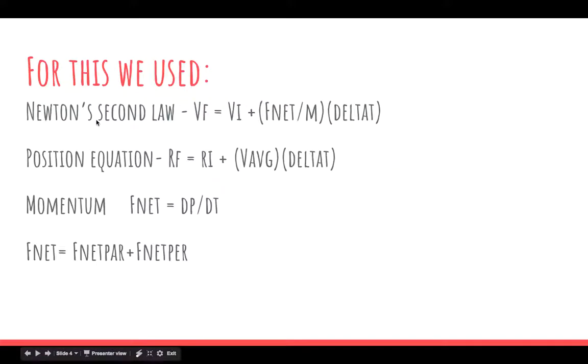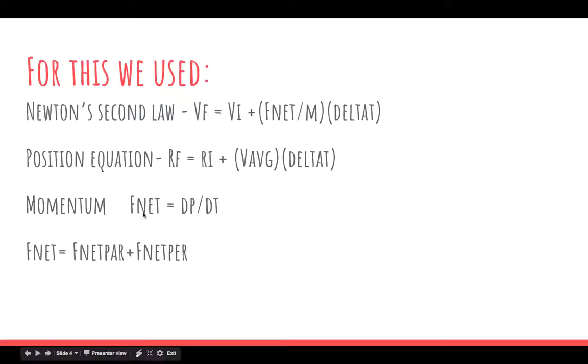For this lab, we used Newton's second law, that is, the final velocity equals the initial velocity plus the net force divided by the mass and multiplied by the change in time. The position equation is the final position equals the initial position plus the average velocity times the change in time.